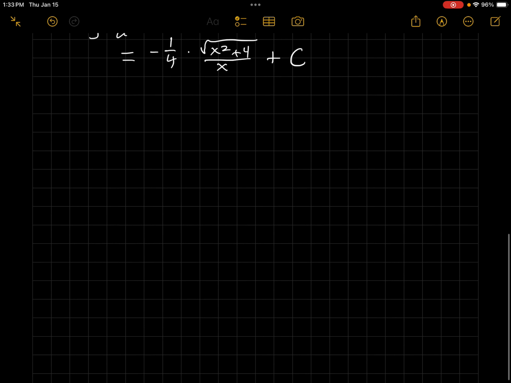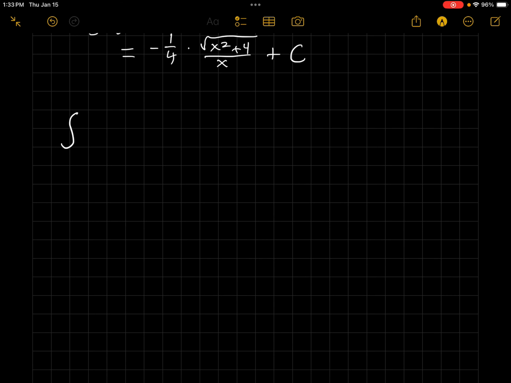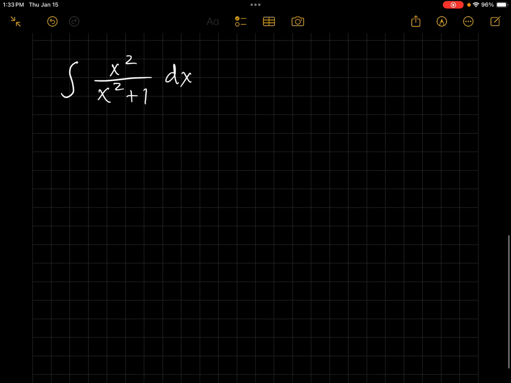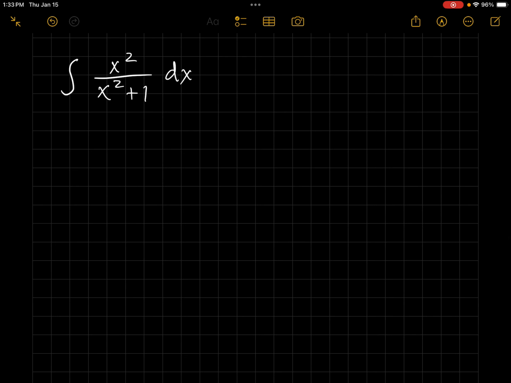Let's take a look at one more example. What if we had something like this? Now this looks like arctan. If it was just x on top, it'd be u substitution. So you might think this is a trig substitution with tangent, which will work. But we really, really want to see the easiest way to do things whenever possible. So here's a little trick for you.